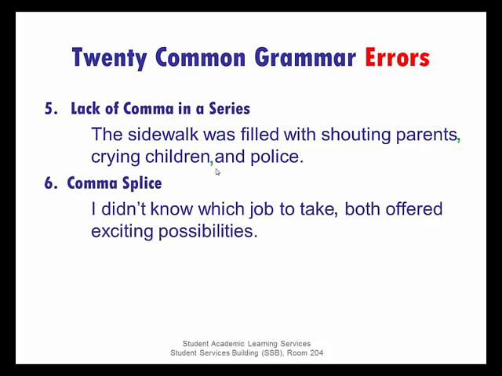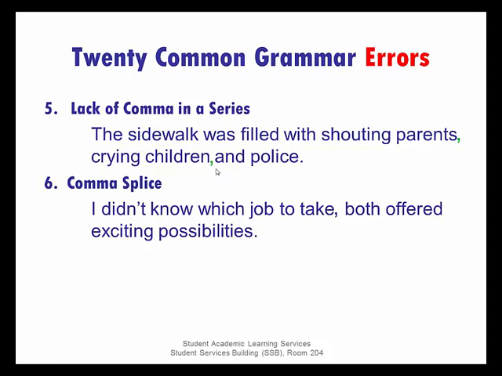Number 6, comma splice. Now, if you look at the sentence, I didn't know which job to take, both offered exciting possibilities. Basically, we have 2 complete sentences separated by a comma. Now, one way to repair this would be to add one of the fanboys. So I didn't know which job to take, but both offered exciting possibilities.